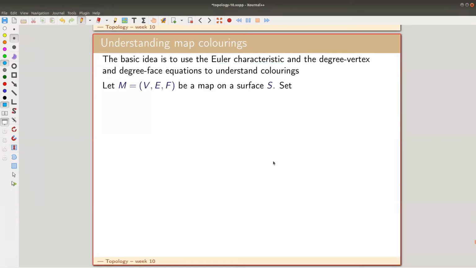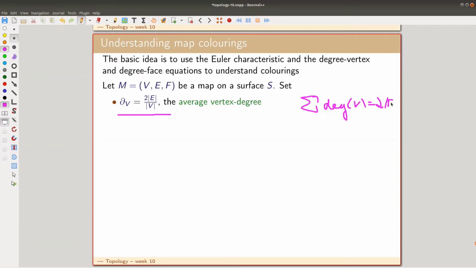All right, so we have a map of a surface. And what we do, which is very useful for calculations, is we set the average vertex degree. By definition, this is just this number. Why is this the average vertex degree? Remember our formula that the degrees of vertices just sum up to twice the number of edges. So the average vertex degree is if everything here has its own degree and you just divide by V. So the average degree of a vertex will be exactly this number here: 2 times the number of edges divided by the number of vertices.